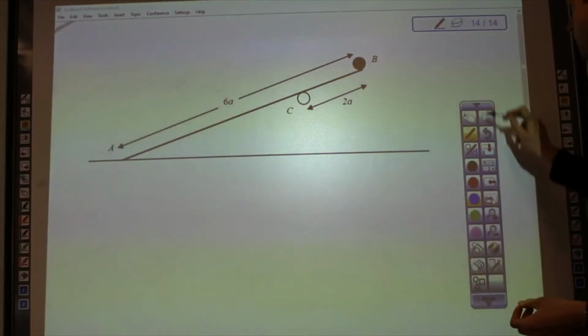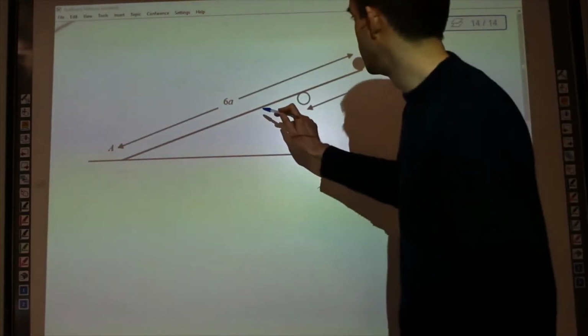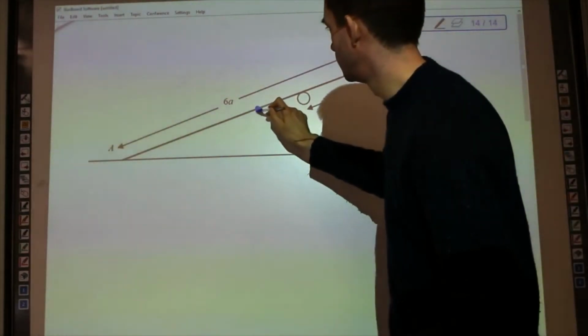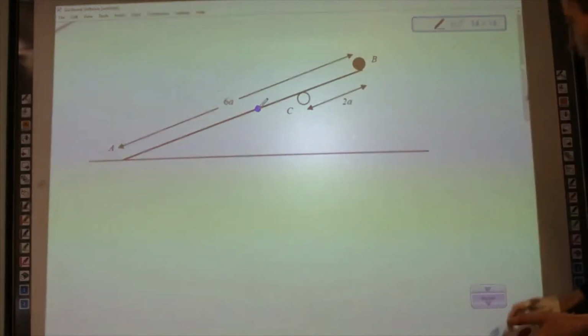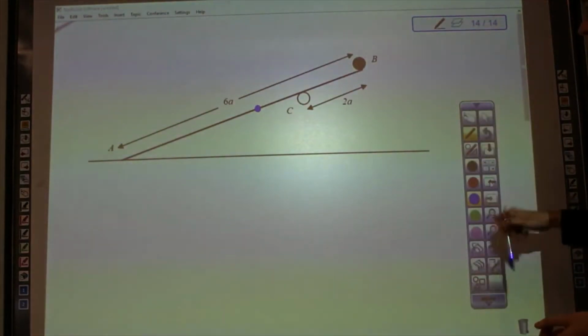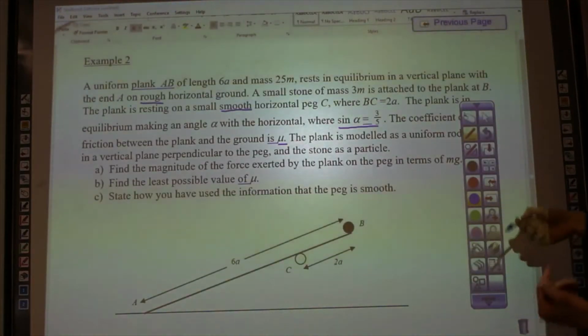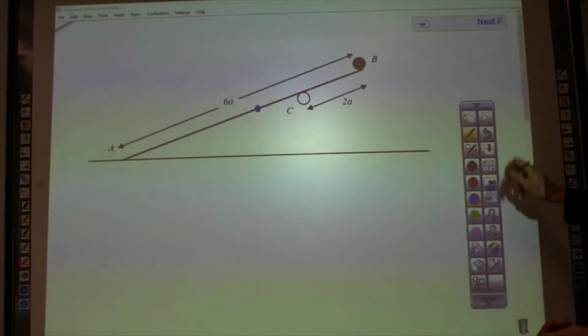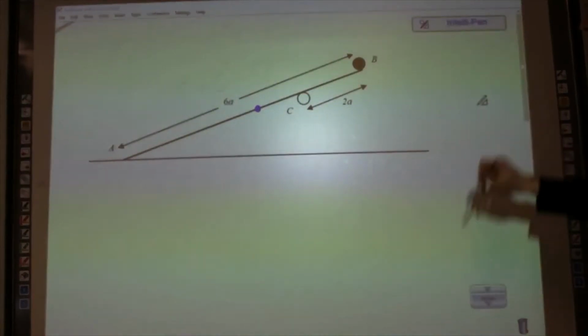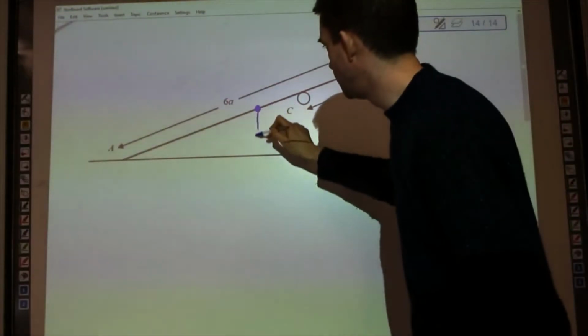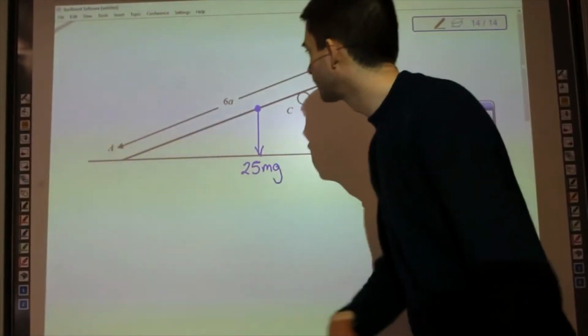So we were told first of all that this was a uniform rod, so I can draw a point at the centre, because if a rod is uniform, the weight will act at the centre, and we have a force of 25 mg acting down, which is the weight of the rod.